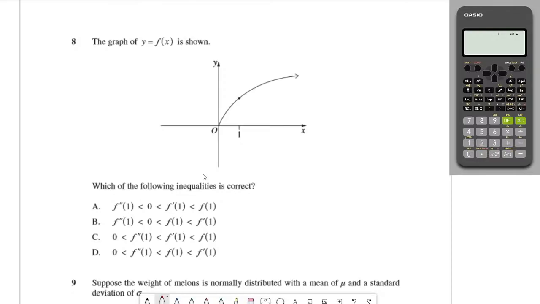And then we've got the other two underneath, where the second derivative is bigger than 0, but less than the first derivative, and less than the function value at 1, and where 0 is less than... Sorry, the second derivative at 1 is greater than 0, but less than the function value at 1, which is less than the derivative at 1.